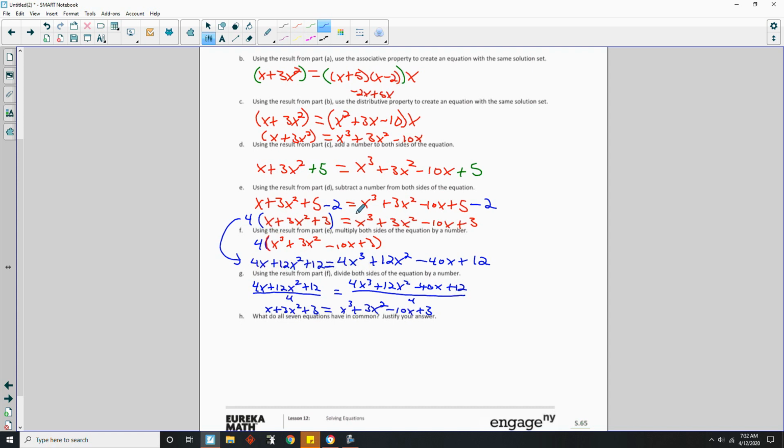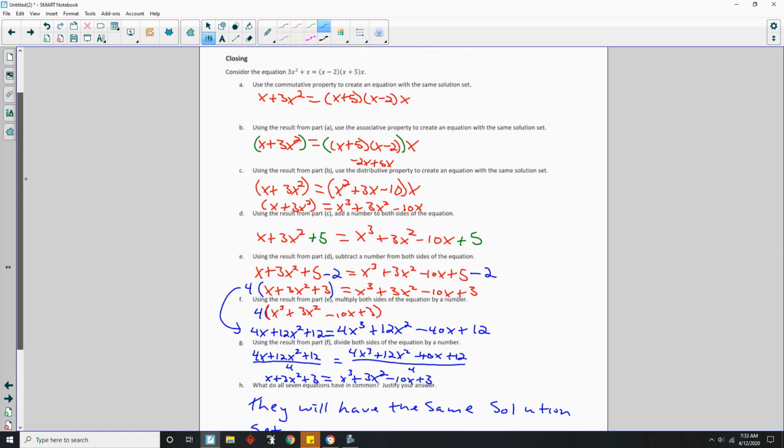And what we're getting is what we had in E. So if you multiply something and then divide it by the same thing, you get back to what you started with, because they're inverse operations. And it says, what do all 7 equations have in common? Okay, they will have the same solution set. And it says to justify.